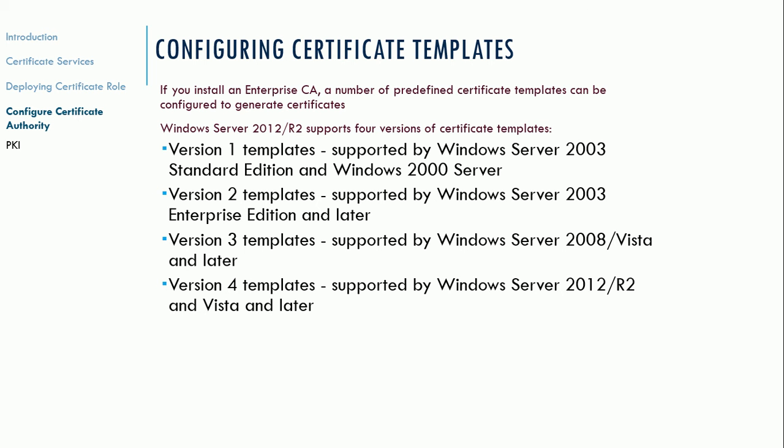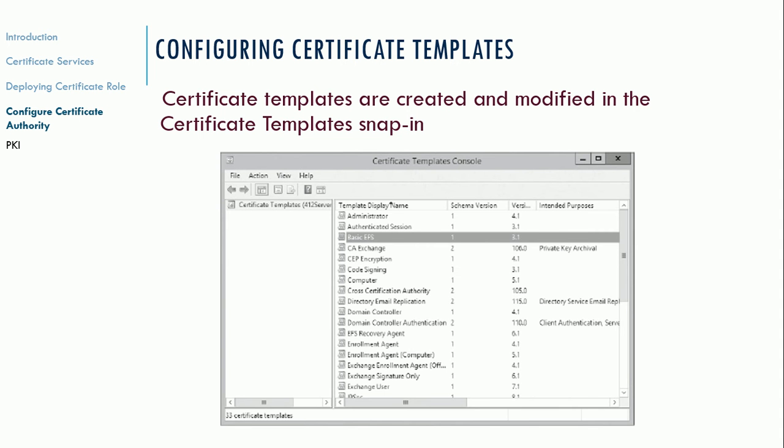In 2012, you have 4 versions of the certificate templates. Version 1, which is supported by Server 2003 and 2000. Version 2, which is supported by 2003 Enterprise and later, then version 3 supported by Windows 2008, and version 4, which is supported by Windows Server 2012, as well as Vista and later, so Windows 7 and Windows 10. And you'll see those here under the certificate templates.